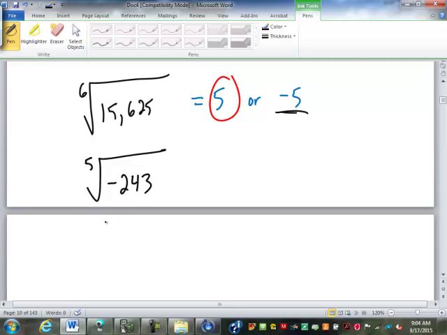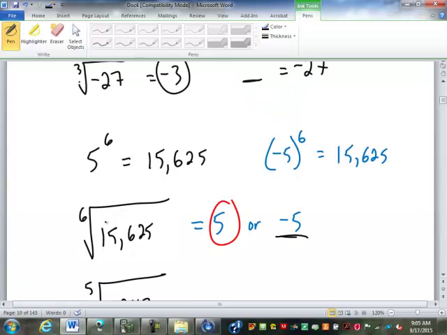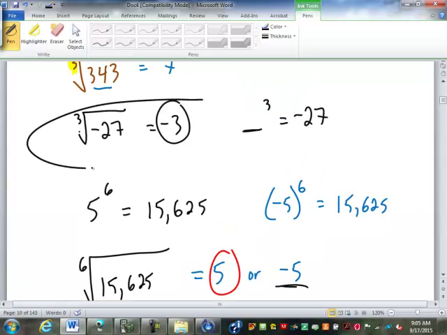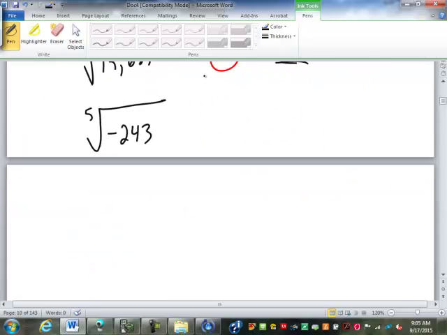The fifth root of a negative 243. Can I do a fifth root of a negative 243? Can I do a fifth root of a negative? I can't do a square root of a negative, but I could do the third root of a negative. Let's try the fifth root.